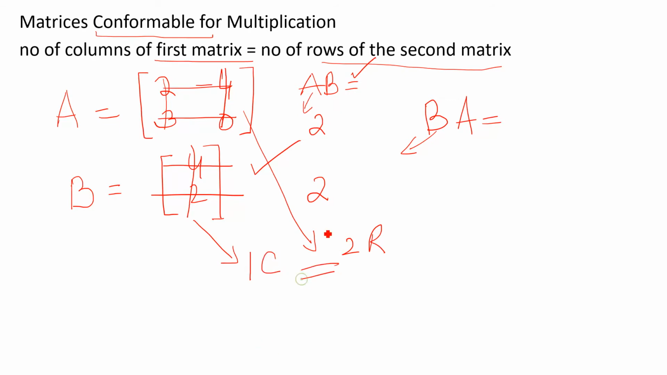And these are not equal. It means we cannot multiply. BA is not conformable for multiplication. Why? The question is why, right? You should know the explanation as well. Because the number of columns of B is not equal to the number of rows of the matrix A.